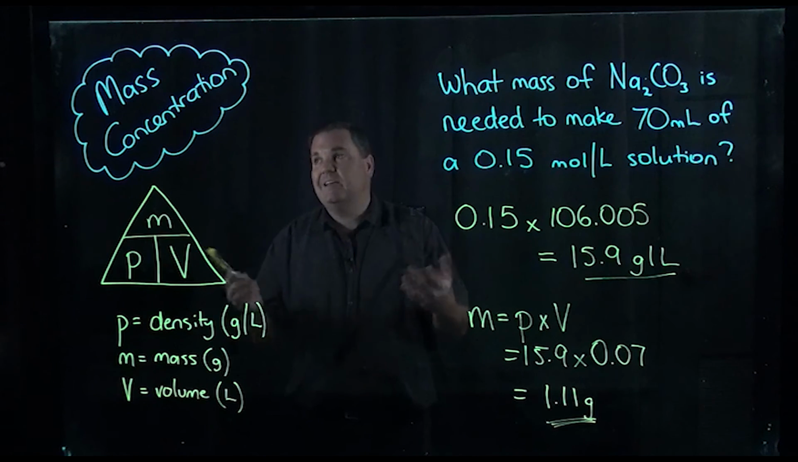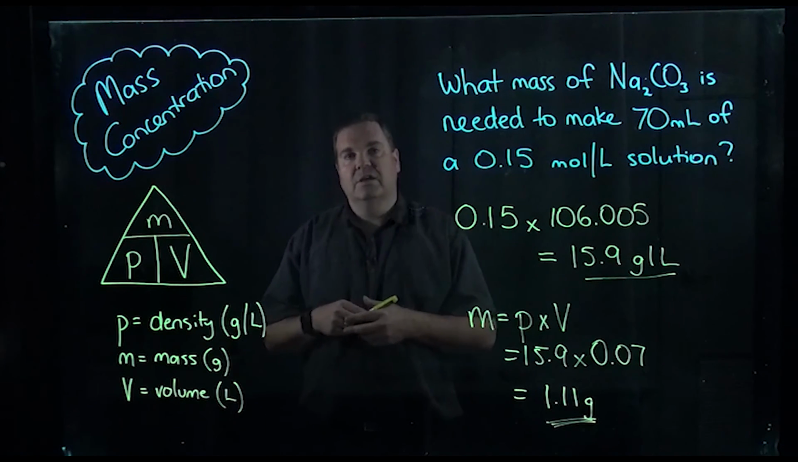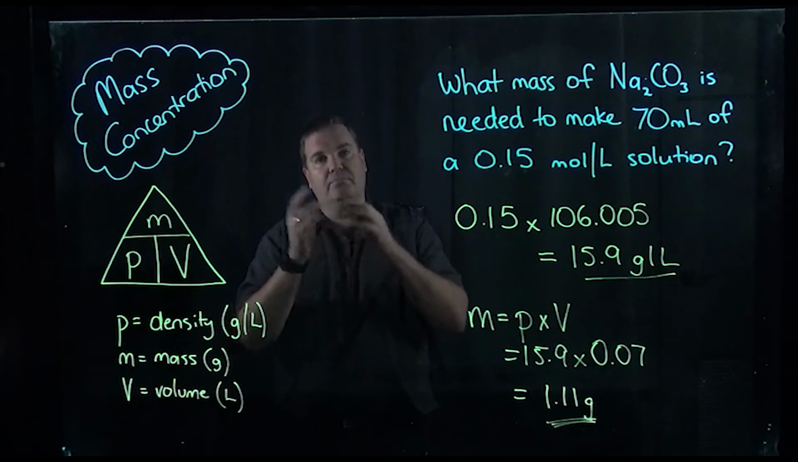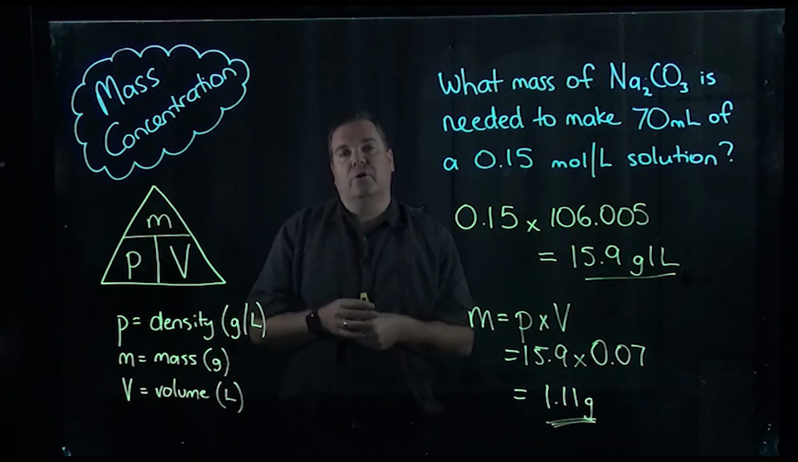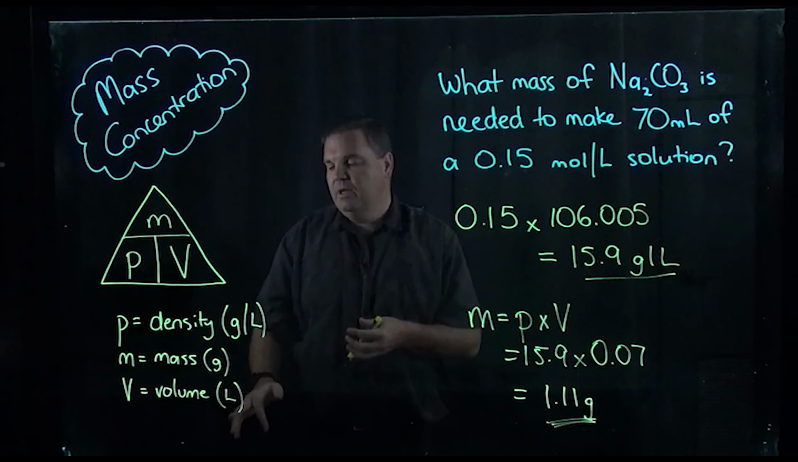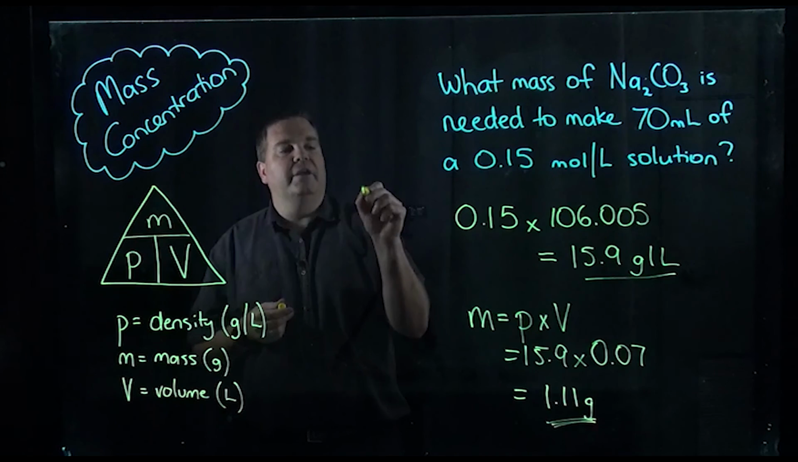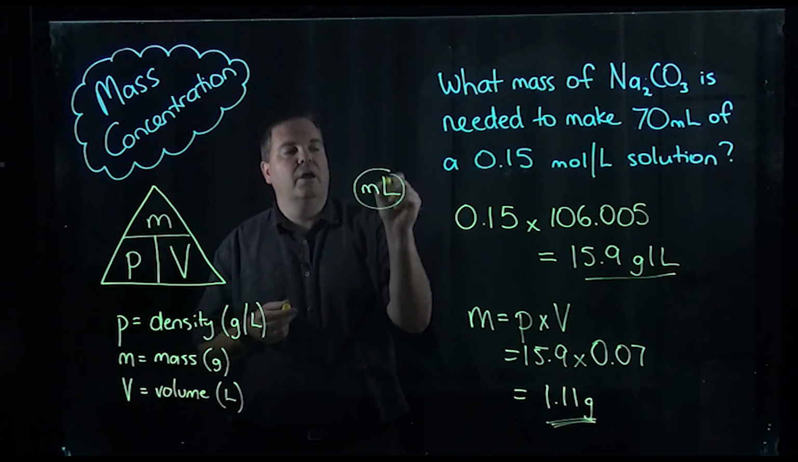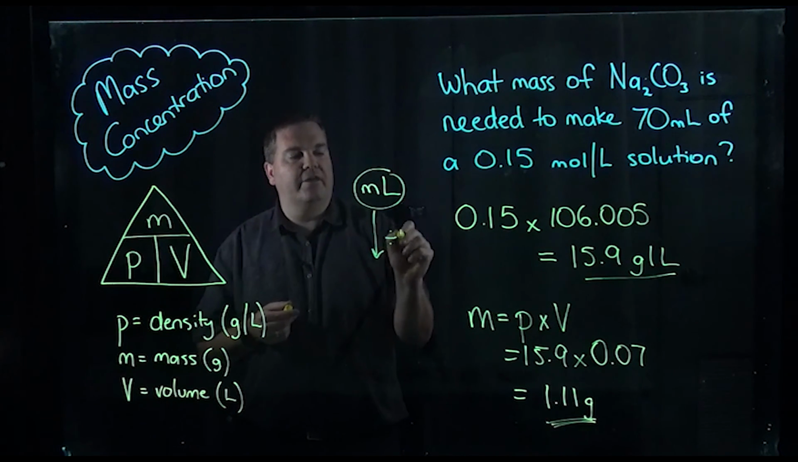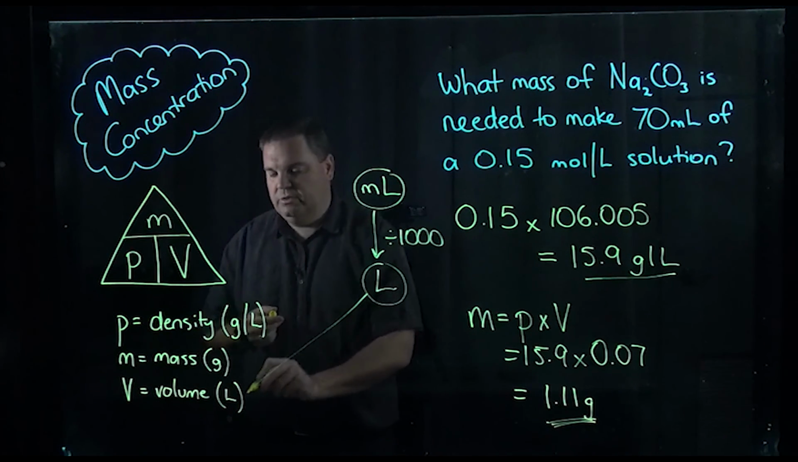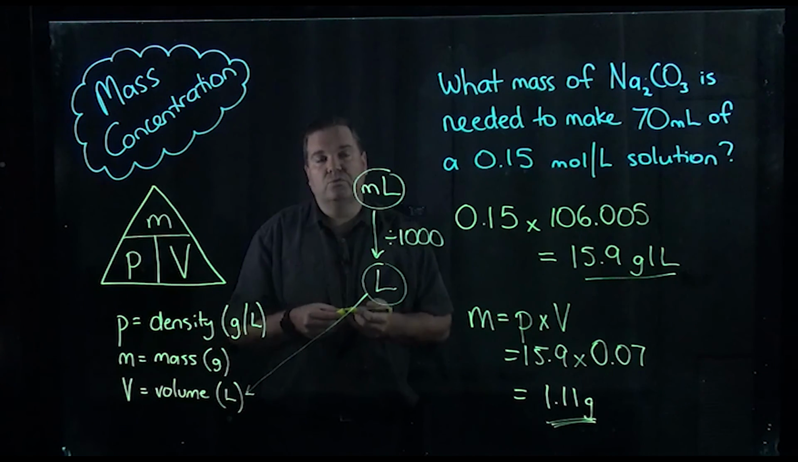And that's how you use your mass concentration calculations. As I said, two real main things that you need to remember is the conversion between moles per litre and grams per litre using the molar mass. And the other one is to remember that your volume must always be in litres. So if you've got your volume in millilitres, you need to divide it by 1,000 in order to get it into litres, which is what we use down here. So make sure you always do that conversion.